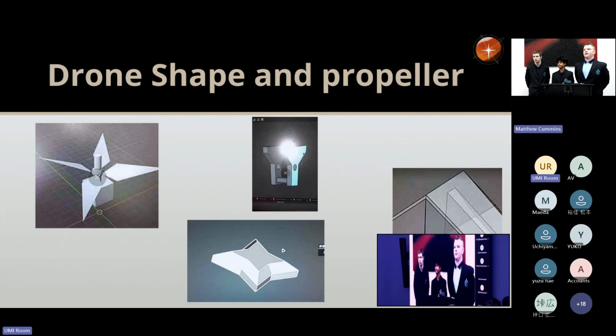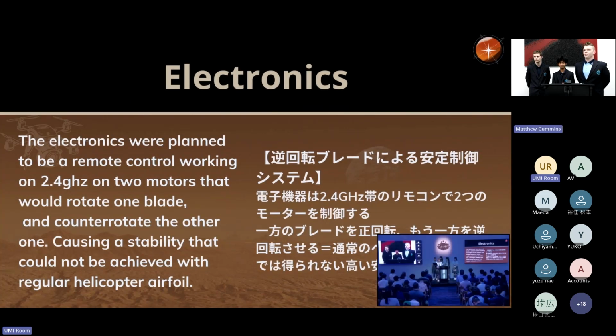The electronics are planned to be a remote control working on 2.4 gigahertz on 2 motors that rotate on one blade and counter-rotate on the other one. However, this is on a small model that we are making, again, at a 1:50 scale. The real one would have very different gigahertz, different frequencies, and a different functionality, but it would still be the same. Now, they would both rotate on one blade, these motors, and counter-rotate the other one, which would cause a stability that could not be achieved with a regular helicopter airfoil, or center of mass.